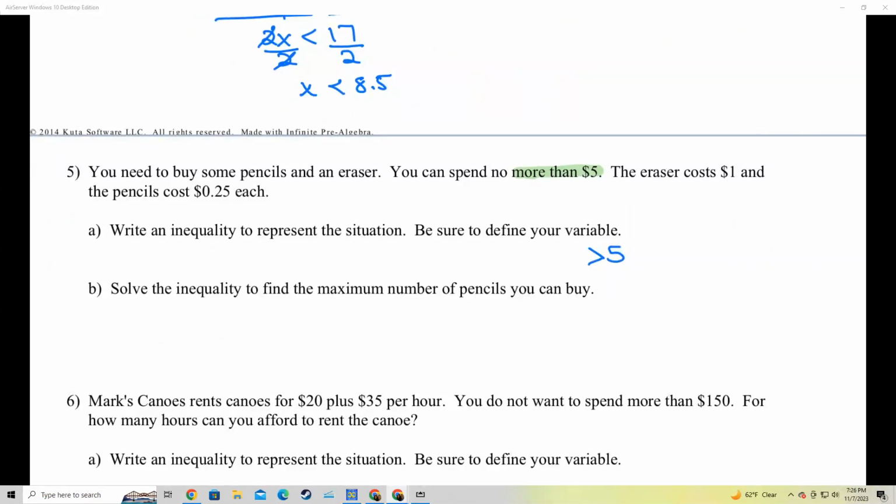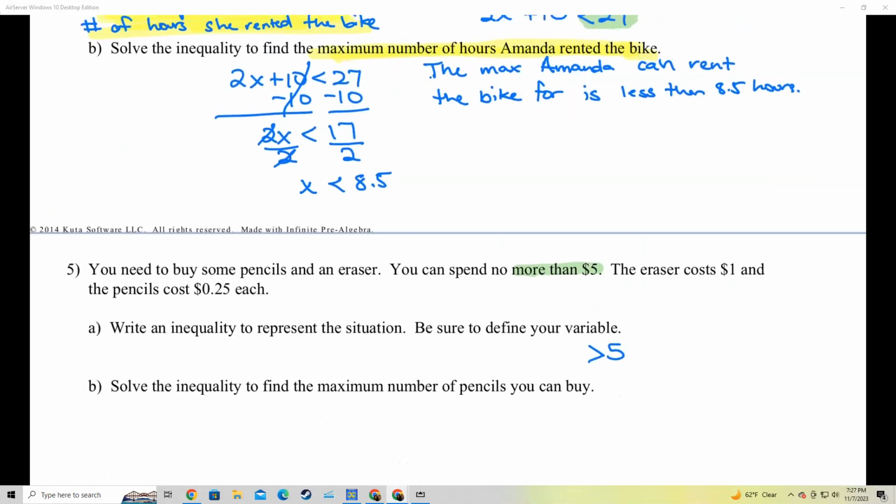However, we have to be careful with that question because it says you can spend no more than $5. Like if you spend $6, it's too much. If you spend $7, it's definitely too much. If you spend $4, that's fine because it's no more than $5. Remember when I was talking earlier, we have to be careful with these statements because there's a word you can stick in the front that changes everything. If you have something that negates it, that totally changes your inequality.